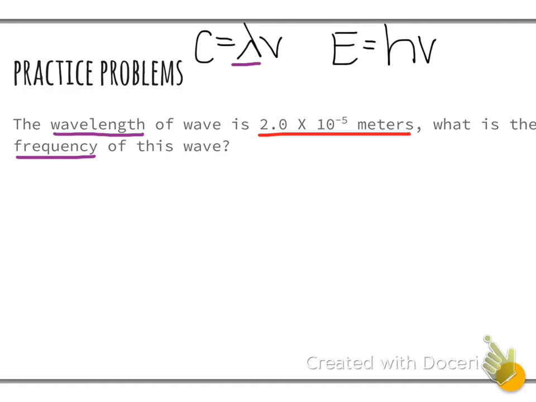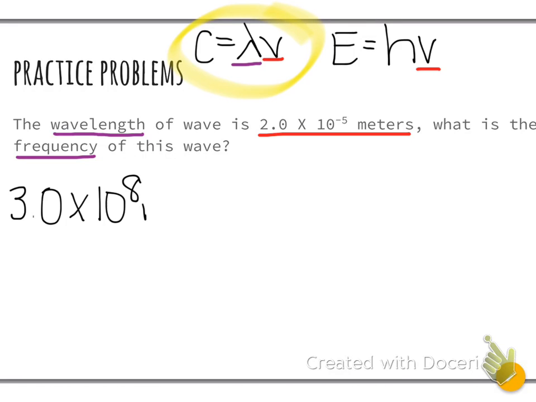Now, I have wavelength in this equation, and I have frequency in this one, and I have frequency in this one. So which equation do I want to use? I want to use this one right here. Now, C is a constant: 3.0 times 10 to the 8th meters per second equals.